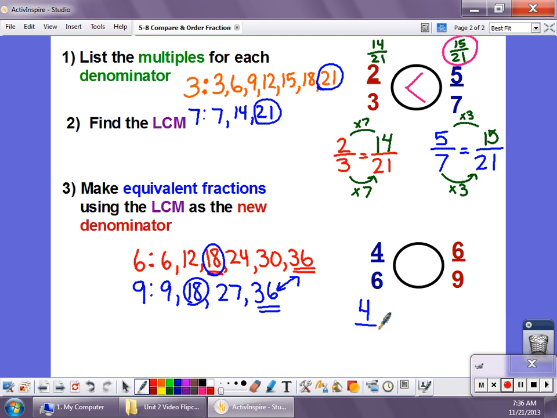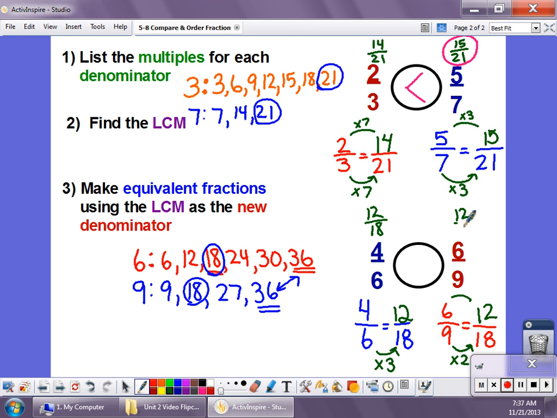So 4/6, we need to turn that into a fraction with a denominator of 18. And we need to turn 6/9 into a fraction with a denominator of 18. And to do that, the first one, we're going to multiply by 3 here. So we get 12/18. Over here, to go from 9 to 18, we're going to multiply by 2 to do the same thing on the top, which gives me 12/18. And look what we have, 12/18 and 12/18. Those are exactly the same. So what I can do is put an equal sign in the middle here.